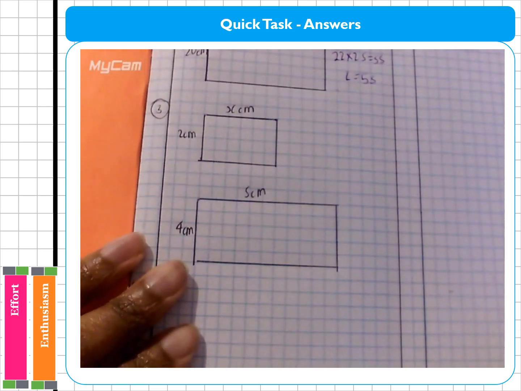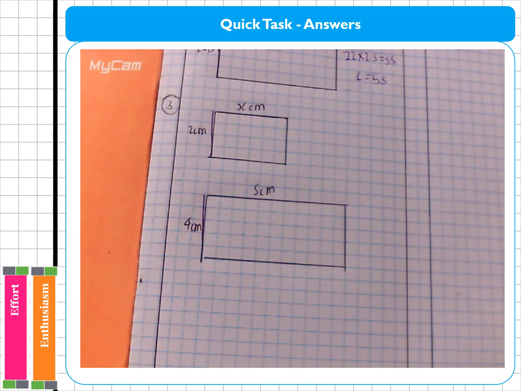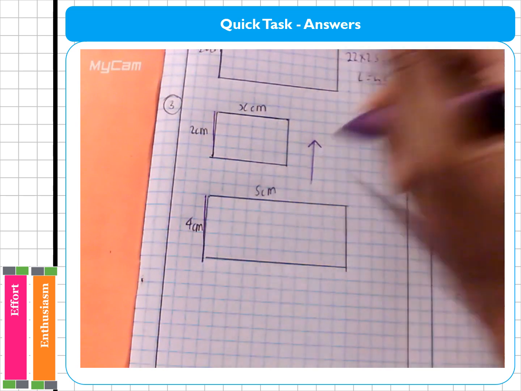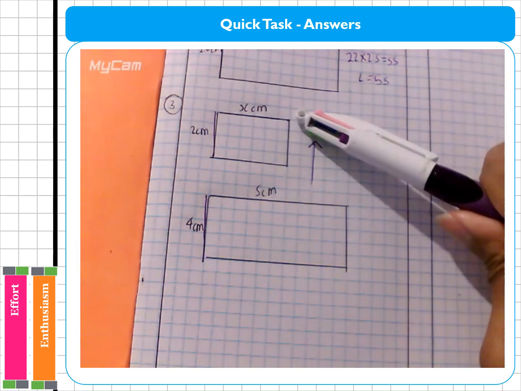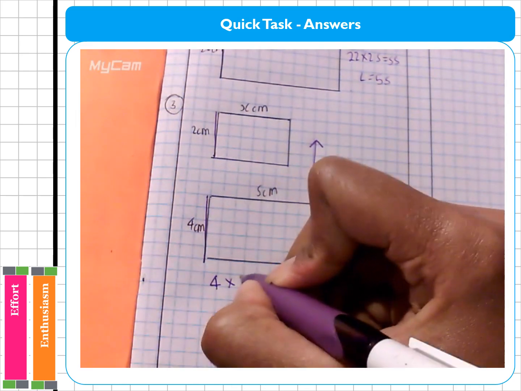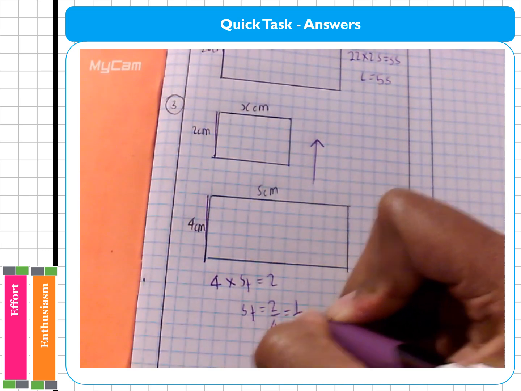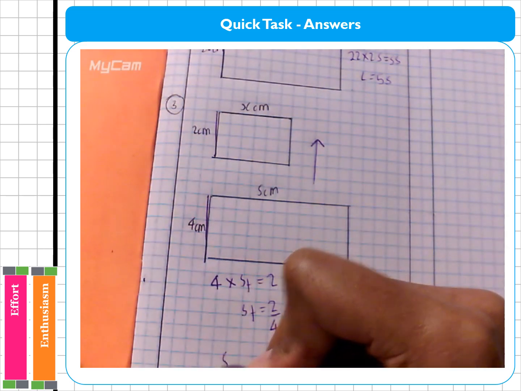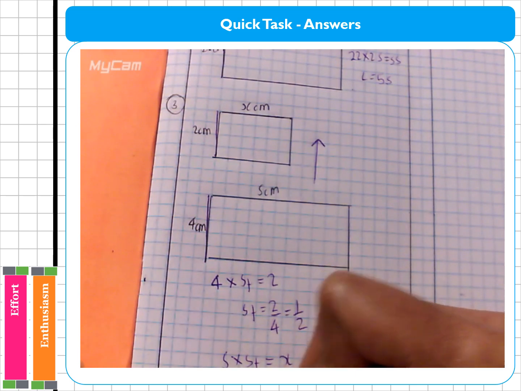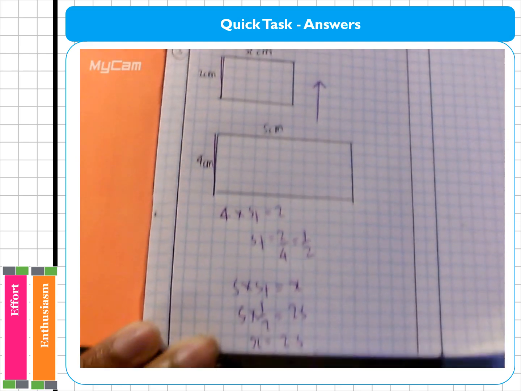With question number 3, again, my corresponding sides are still here and here. This time, however, the missing side is here, so I want my scale factor to go this way. I always want to go towards the missing side. Setting that up, I know that 4 times my scale factor gives me 2, which means my scale factor is 2 over 4, which is a half. That therefore means that 5 times my scale factor is x. 5 times a half is 2.5, so x must be 2.5.